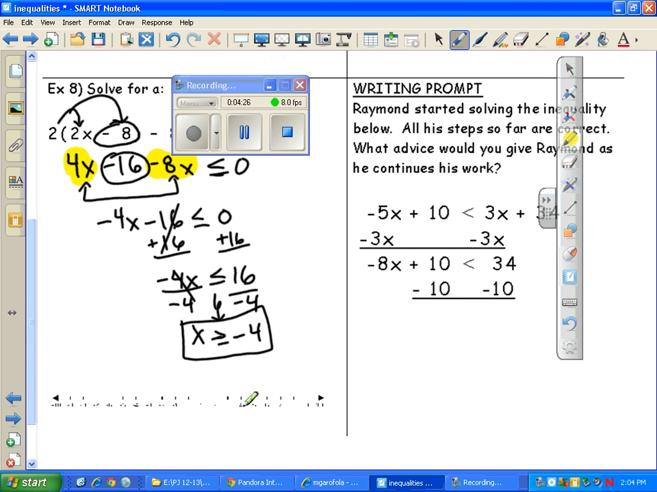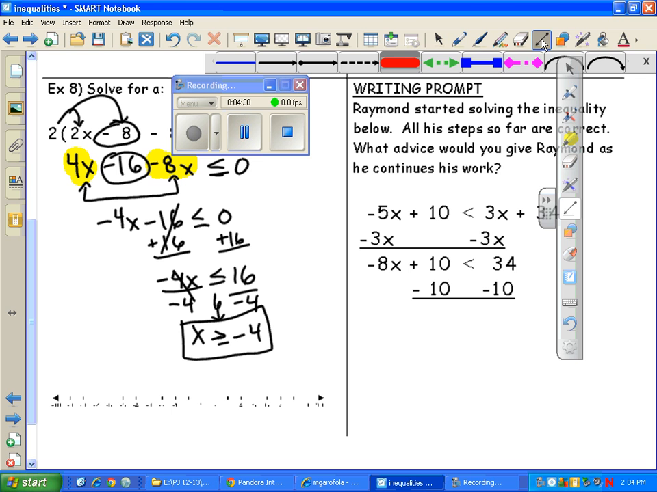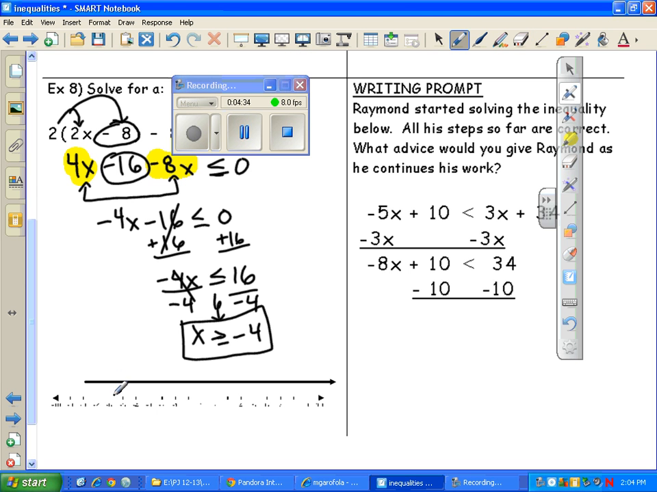And you can't really see my number line very well here on the screen. It didn't come out very well. So I'm just going to make one. And I'll include some values near negative 4. So say negative 6, negative 5, negative 4, negative 3, negative 2, and negative 1.